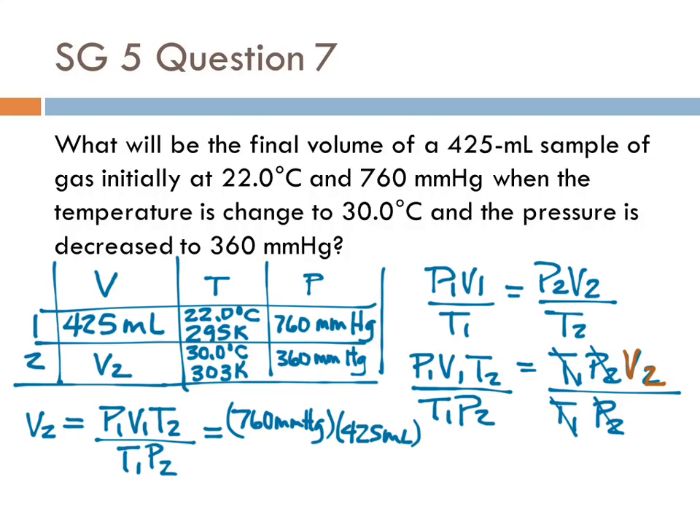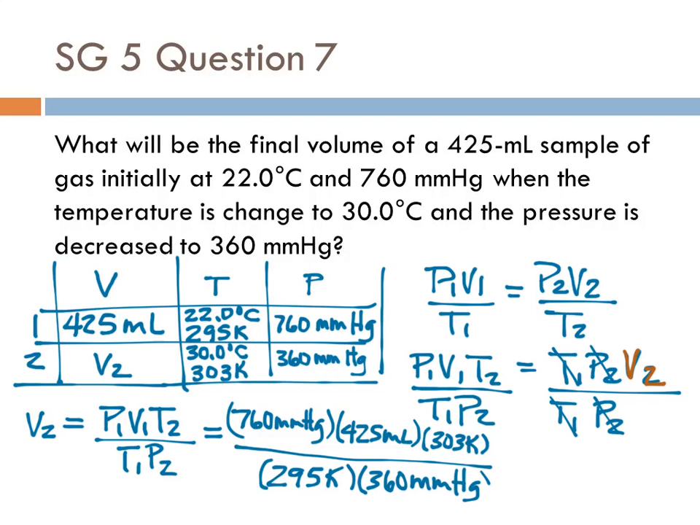Temperature 2, 303 Kelvin. All of that divided by temperature 1, 295 Kelvin. And pressure 2, 360 millimeters of mercury. So when we have all this laid out in the table, we're just finding, oh, I need to find P2. I go look in the table, oh, there's P2. It takes a lot of the confusion out of it.